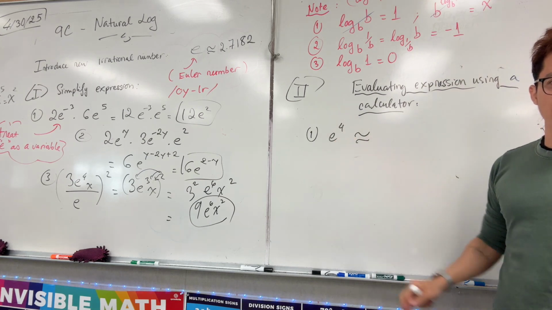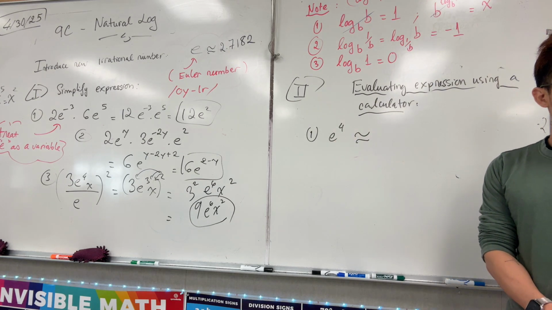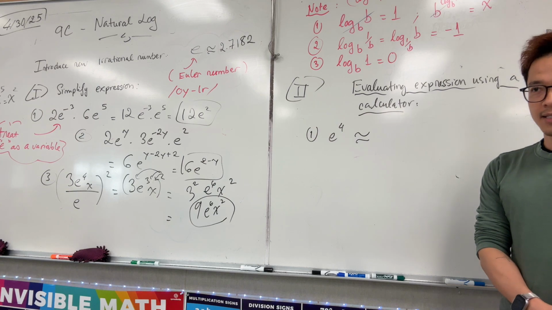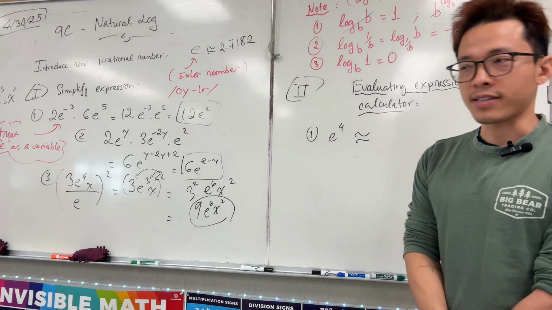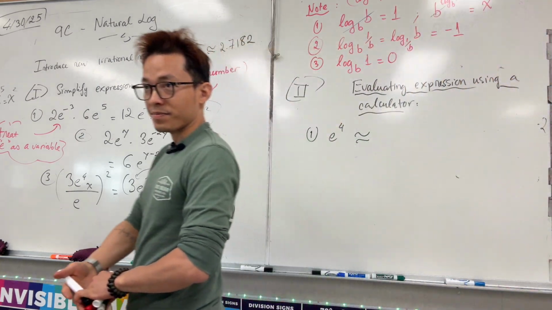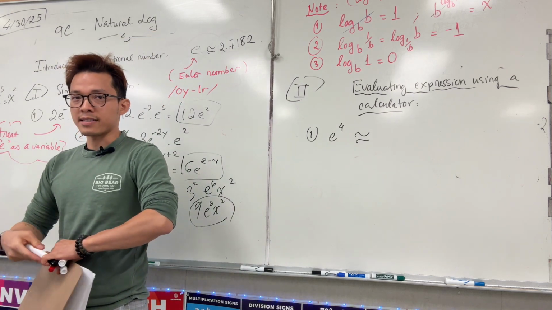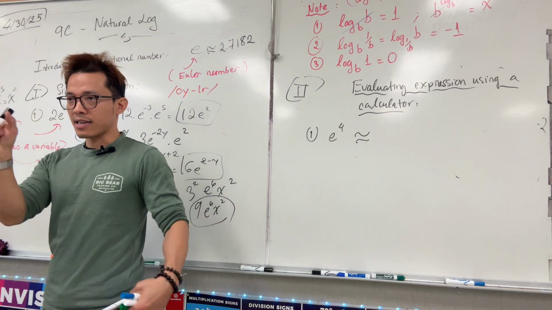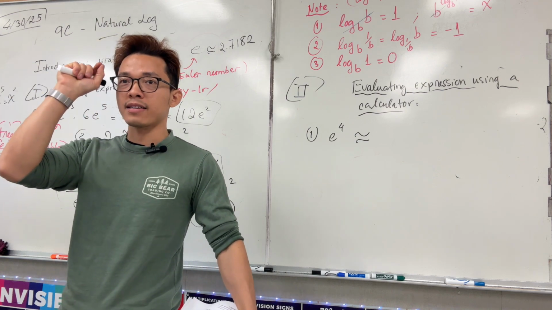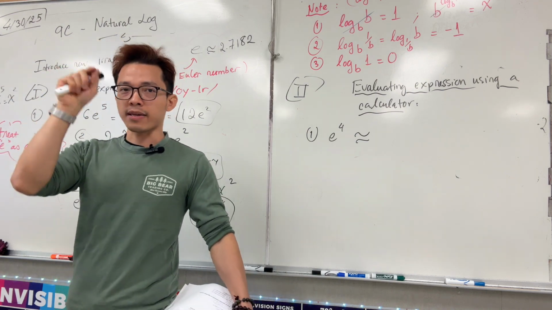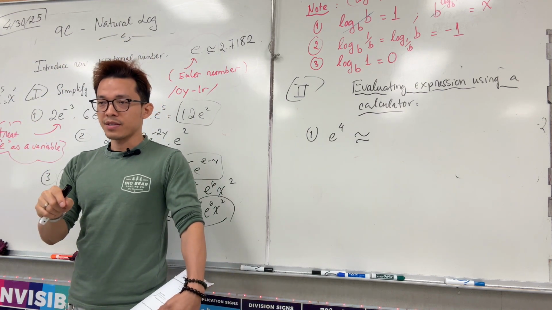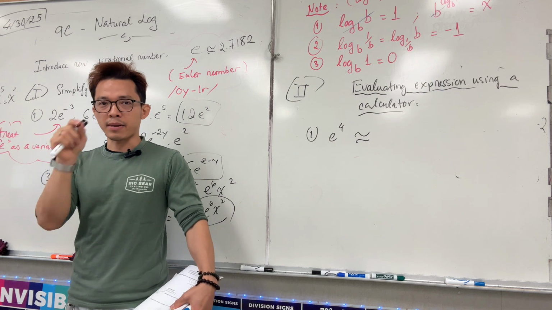E to the power 4. Do you know where the E is? Ln, but the E is in purple, right? That means you need to press the second, and then you press the Ln. See that? You need to press the second and press the Ln.